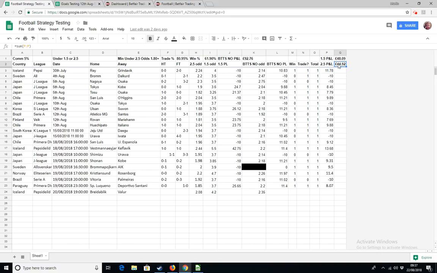What I started testing was, because I started noticing that quite a few of these go under 1.5, and quite a few of these, both teams don't score. So I thought, well, I'll test those two markets as well on this same filter. And you can do that even afterwards.